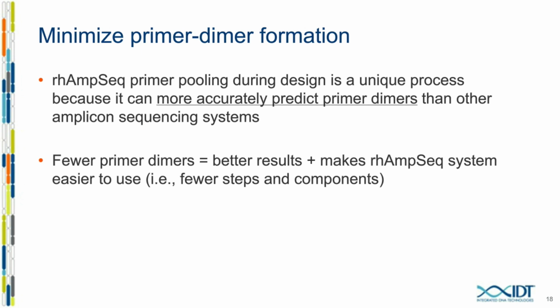So the key benefit of rhAmpSeq is that we can get a very high level of multiplexing without primer dimers. This is made possible not only by the properties of the RNase H2 enzyme, but also by our primer design process. We have an in silico pooling QC, which is a neat process to predict interactions between each of the primers in the pool. So if we have fewer primer dimers, that will give us better results and makes rhAmpSeq an easier system to use.